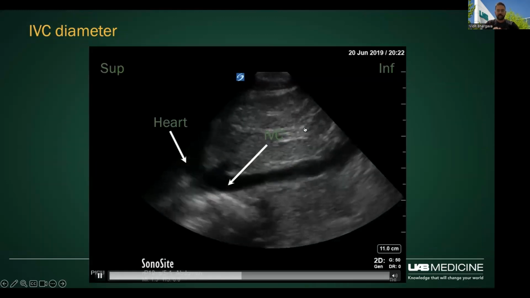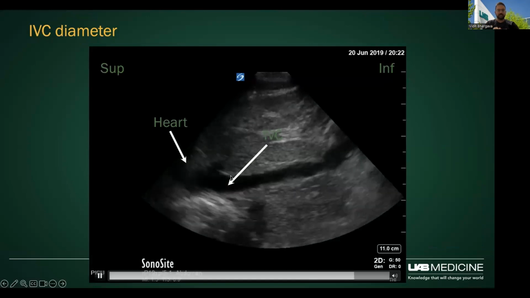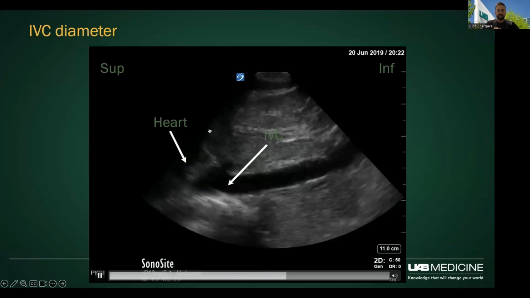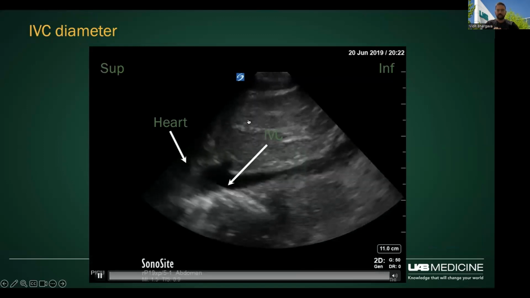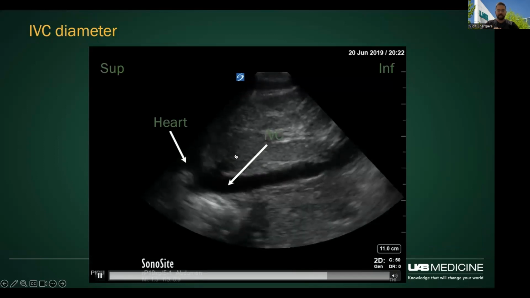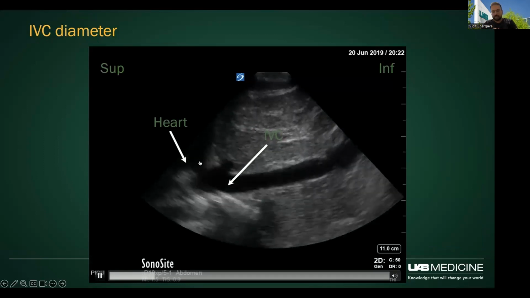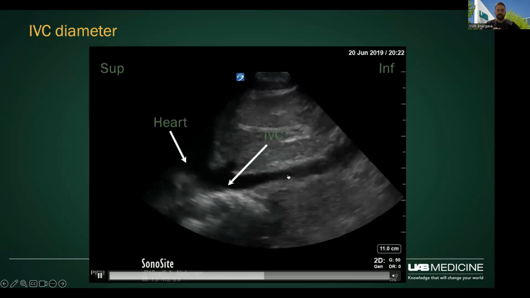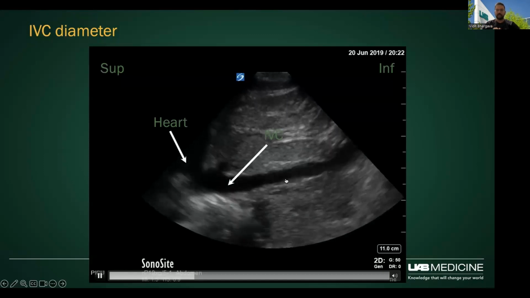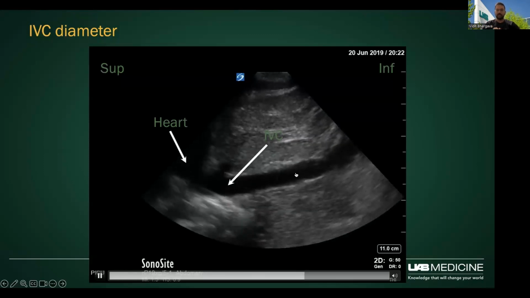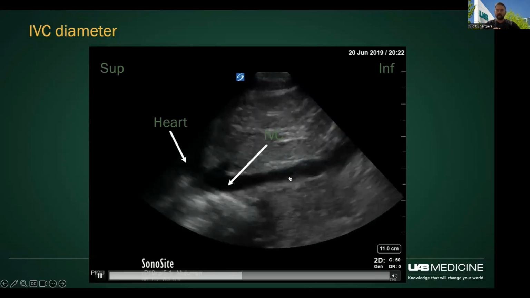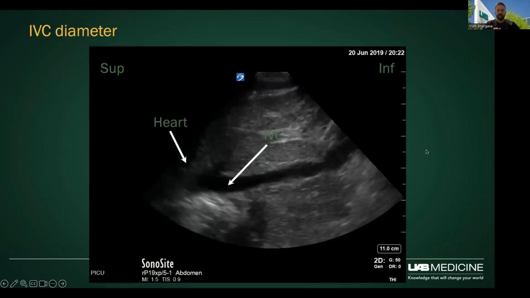I have a couple of examples of what IVC assessment looks like. So for orientation purposes here, we can see the right atrium, liver, and the IVC along with partial view of the hepatic vein draining into the right atrium. And in this patient, in this view, there seems to be a significant amount of change in the diameter of the IVC. Even though it seems what people would describe as full, there is almost complete collapsibility of the IVC here.